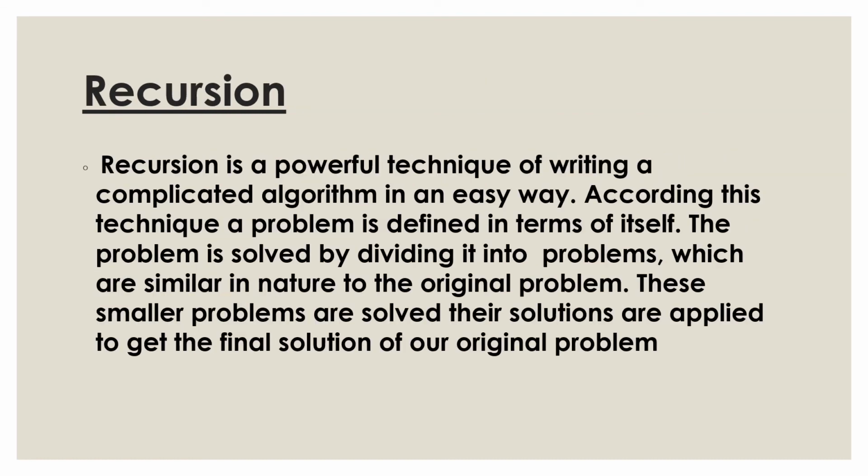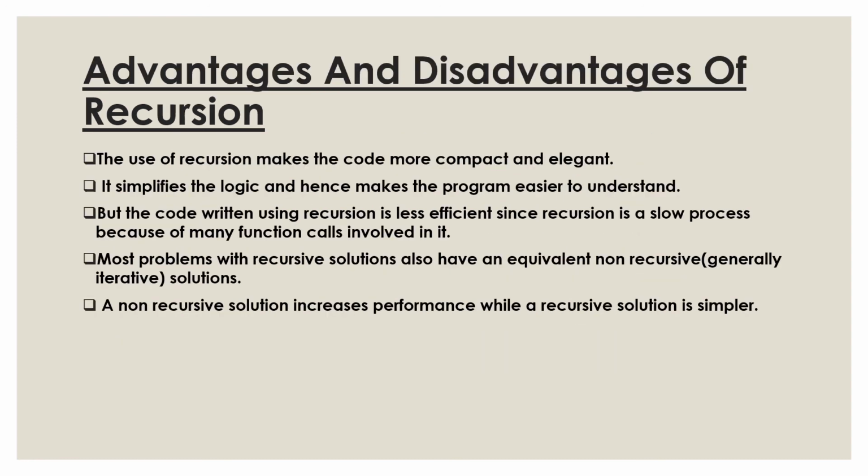Recursion. Recursion is the process of repeating items in a self-similar way. The C programming language supports recursion, that is, a function can call itself. But while using recursion, programmers need to carefully define an exit condition from the function. Otherwise, it will go on in an infinite loop. Recursion is a powerful technique of writing complicated algorithms in an easy way.